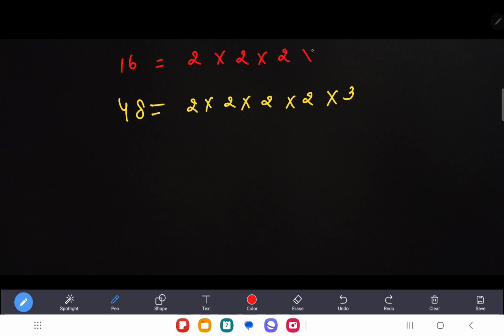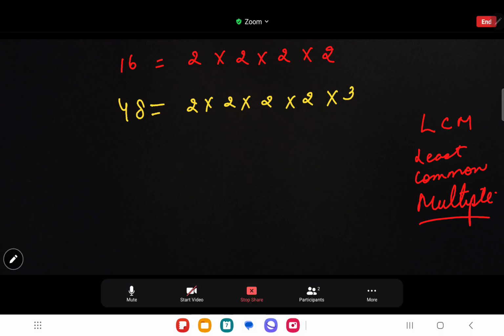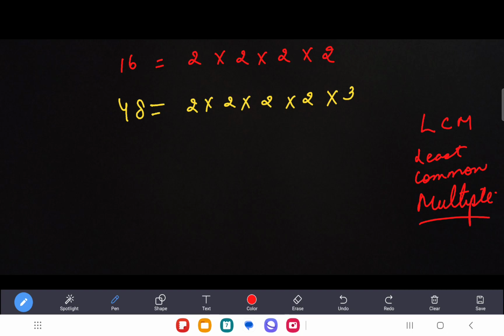Now, what am I supposed to find out, Adam? LCM, the least common multiple. Multiple means a number which comes in the table of 16 is a multiple of 16. Like 16 times 1 is 16, 16 times 2 is 32. So 32 is a multiple of 16. So this is a multiple. Isn't 48 a multiple of both, because 16 times 3 is 48.